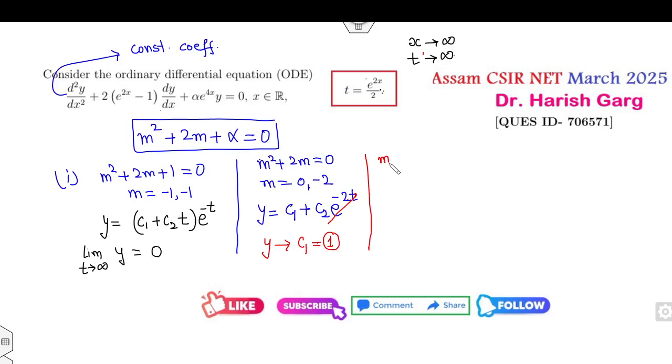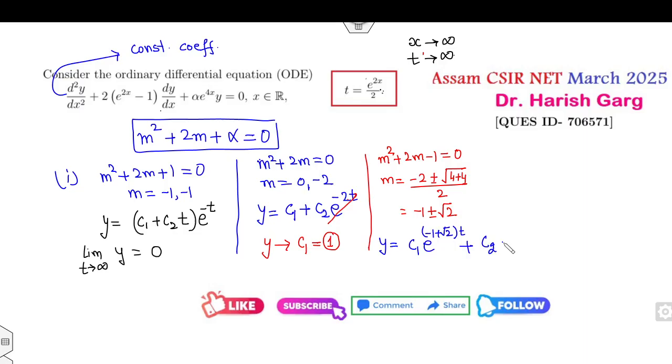If alpha is minus 1, your equation becomes fine. Then can you find the roots of the equation? Minus b plus minus root b square minus 4ac over 2. So that will be minus 1 plus minus root 2. Both are real roots. So the equation becomes c1 e raised to power (minus 1 plus root 2) t plus c2 e raised to power (minus 1 minus root 2) t.